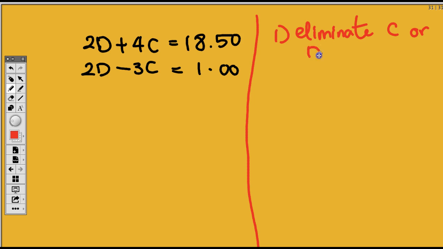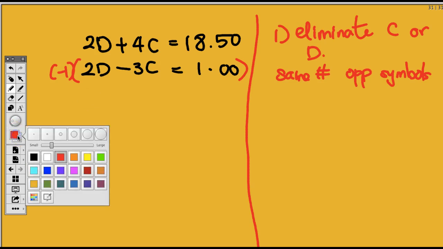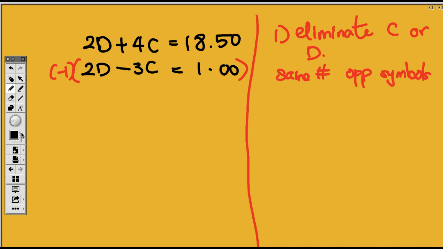Eliminate C or D. Okay, and how do we do that? We're looking for the same number, but opposite symbols, right? I'm looking at 2D and 2D, they have the same exact number, but they're the same symbol, right? So one of them has to be a negative. Which one do you want to be a negative, the top or the bottom? Ready? Go. Bottom? Okay, whatever you want to change into a negative, I am okay with it. But what I have to do is now multiply the whole thing at the bottom by -1. If you want to multiply everything on top by -1, that's fine with me too, okay? Whatever works for you, because in the end, you get to the same answer.